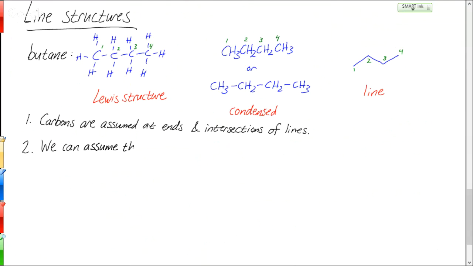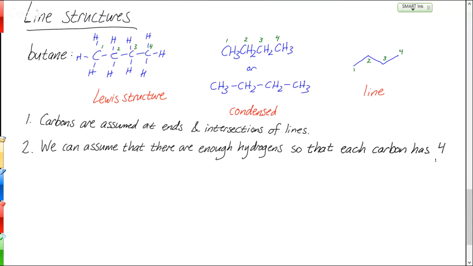We can assume that there are enough hydrogens, well, let's say so that each carbon has 4 bonds.